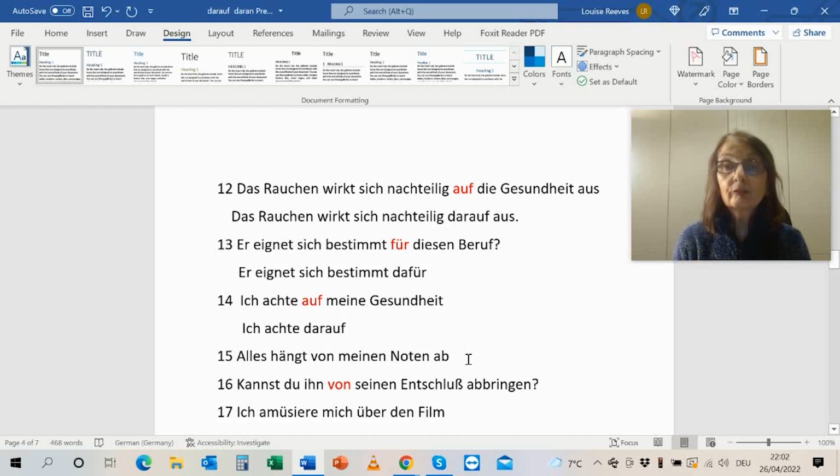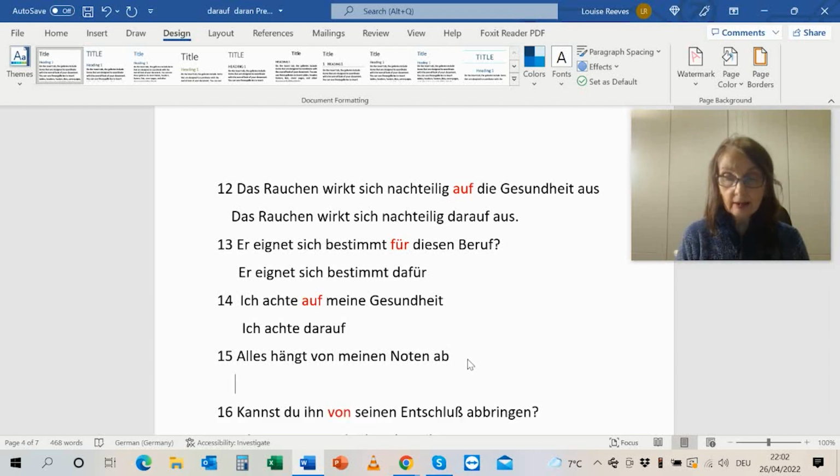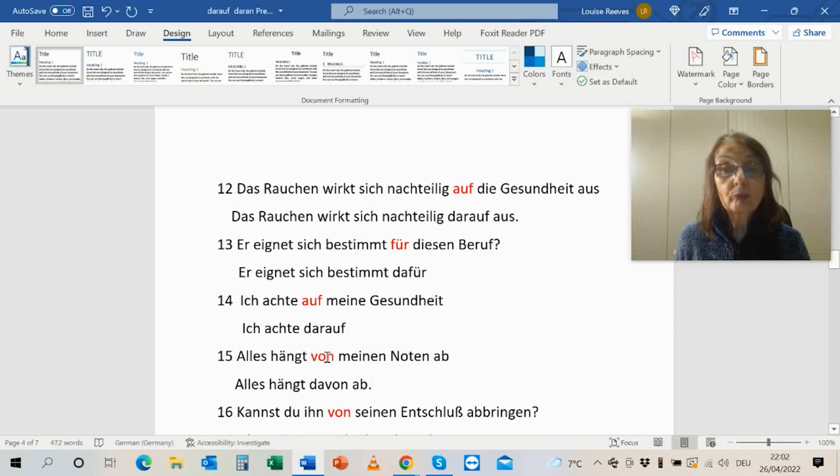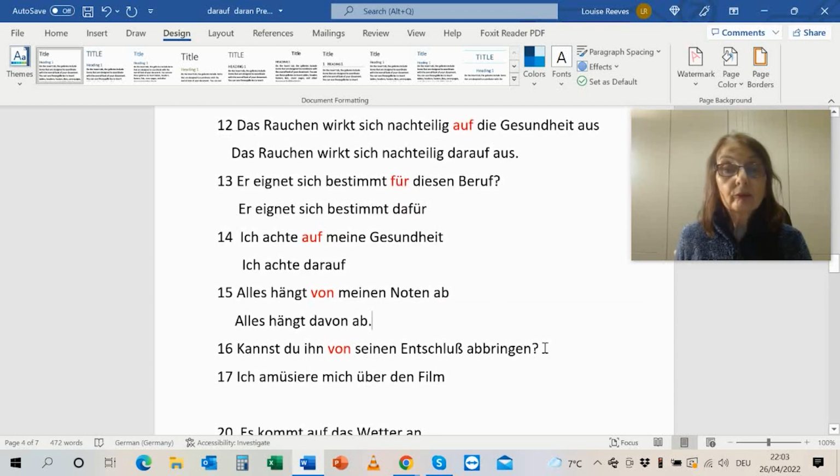Alles hängt von meinen Noten ab. Everything depends on my results. Alles hängt davon ab. Everything depends on it. Okay? I should have highlighted that in red, in case that doesn't come up red. So did you see it? That's your preposition. Next one.